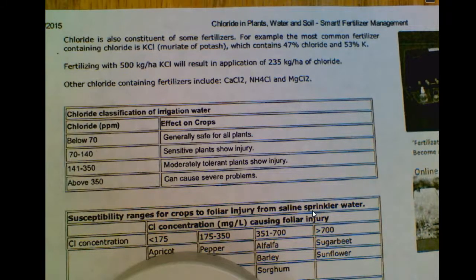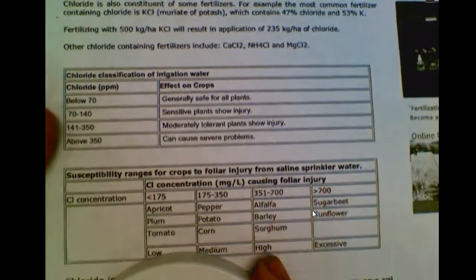So if we look at your classification of irrigation water, you can see that below 70 parts per million is usually safe for all plants. Once you get up to 140, you can have sensitive plants that show injury. You have moderately tolerant plants from 141 to 350. Above 350 parts per million, it can cause severe problems in your plants.